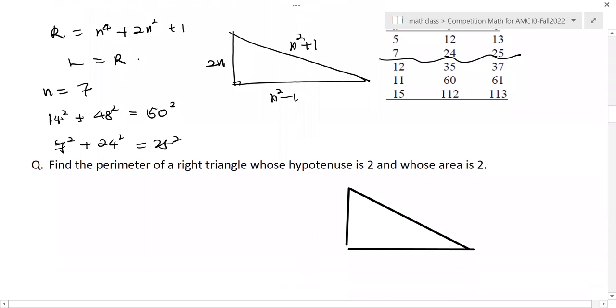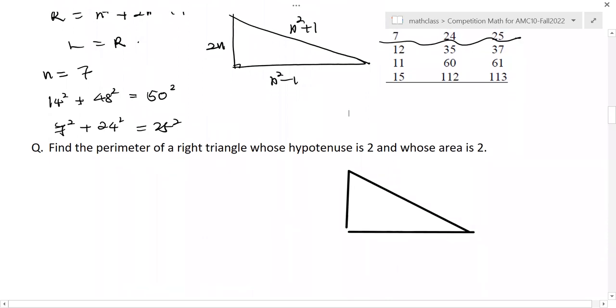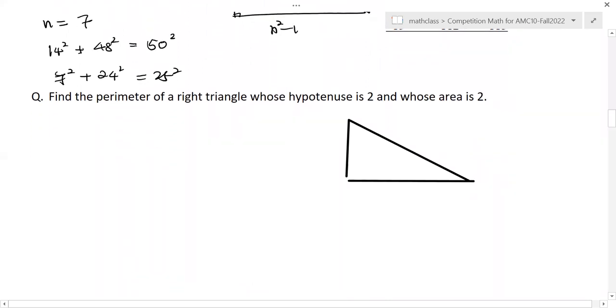Okay, now we are going to start solving some serious problems using the Pythagorean theorem. Okay, so given a right triangle, what do we want to do here? We know the hypotenuse is 2. We know the area is also 2. So here's A and B and C equals this. So you write down, this becomes an algebraic problem actually, okay? You write down all this relation. You have three sides, A, B, C, right?